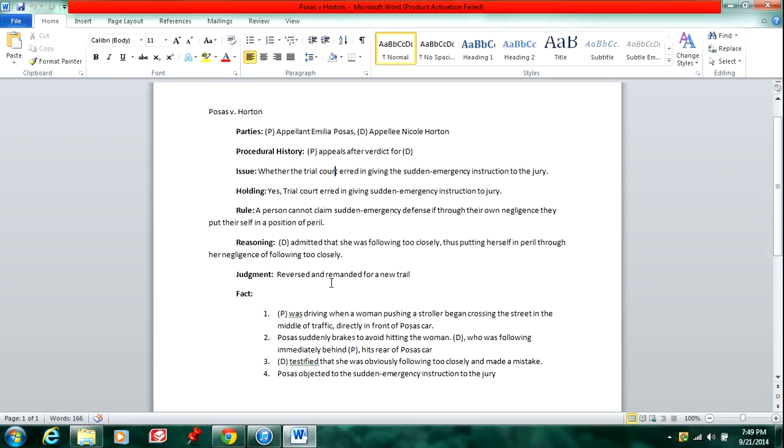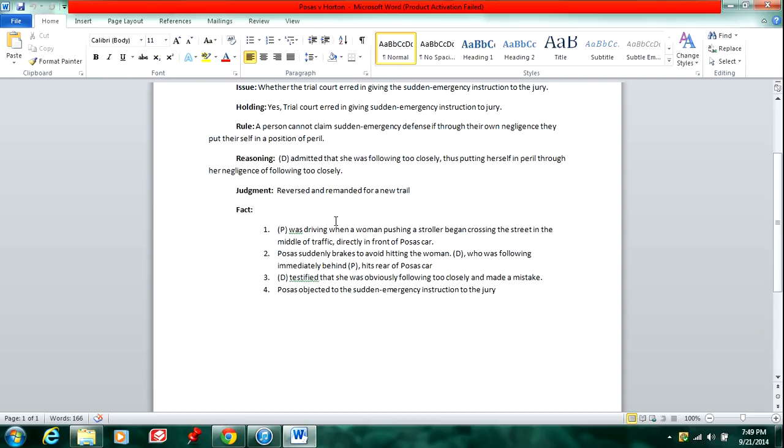So they reversed the trial court decision or ruling for the defendant, and your facts of the case. These are various things you'll find in the case that are pertinent to the court's decision.